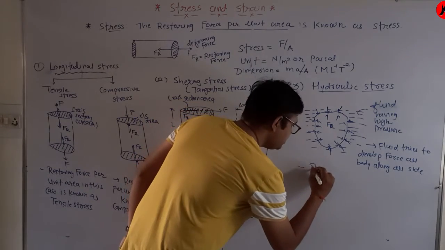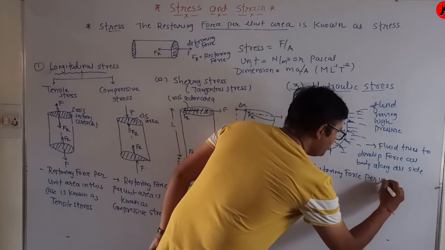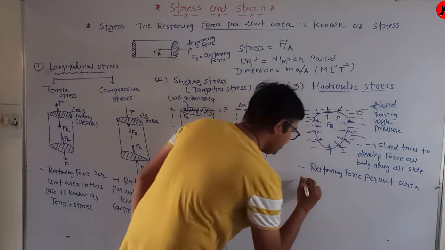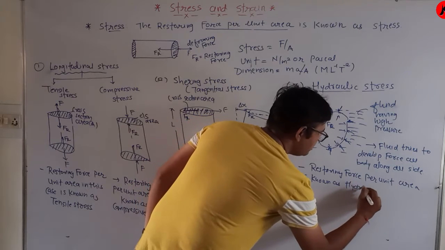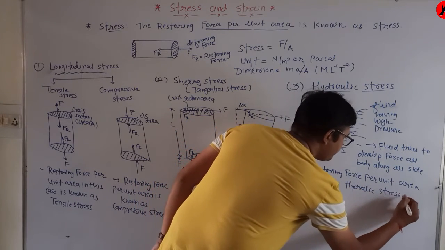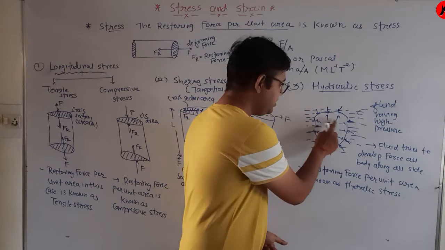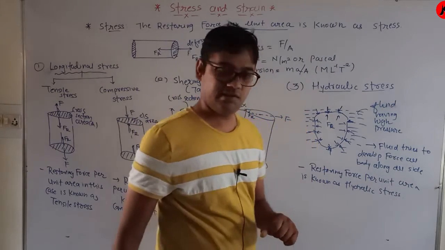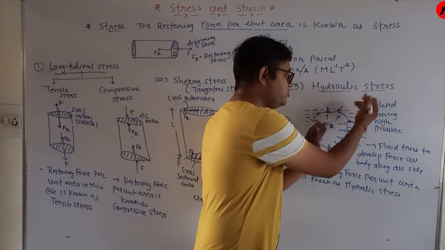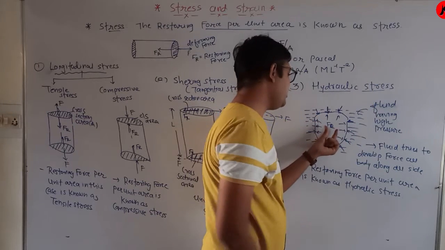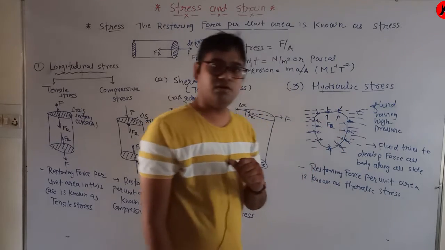Here in this case the restoring force per unit area is known as hydraulic stress, and the force Fr is equal to the applied force. Whatever pressure the fluid applies, we get the same pressure here as the restoring force, meaning the body tries to develop the restoring force, right.